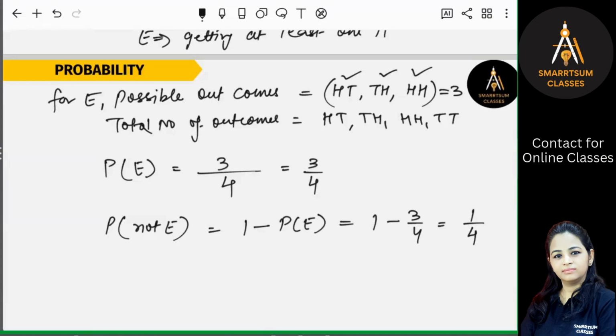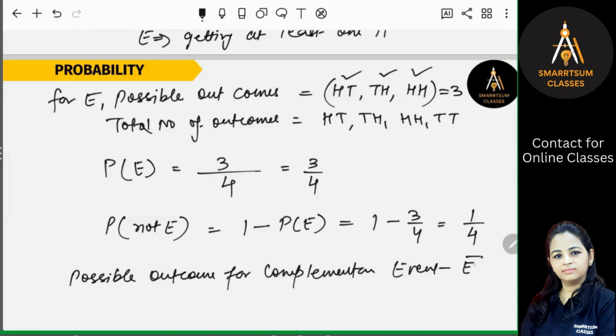So either you can find the probability of the complementary event like this, or you can also find it by finding out the possible outcomes of not E, right? So what will be the possible outcomes for the complementary event E bar? What are the possible outcomes? Only one, that is HH. There is only one outcome, right?